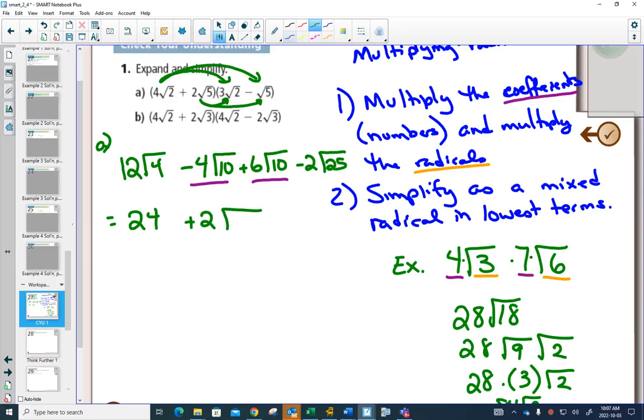And you're going to have to ask yourself, can you simplify the square root of 10? In other words, is there a perfect square that divides 10 nicely? No. So this one stays. And then square root of 25 is 5, so 2 times 5 would be 10. Now these are like terms, so they can be put together. And we get 14 plus 2 root 10.